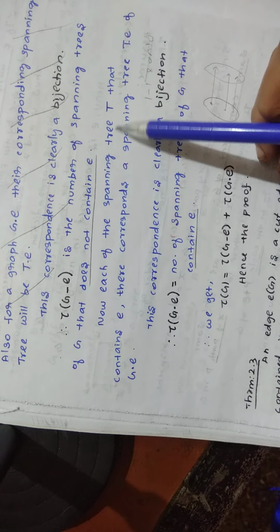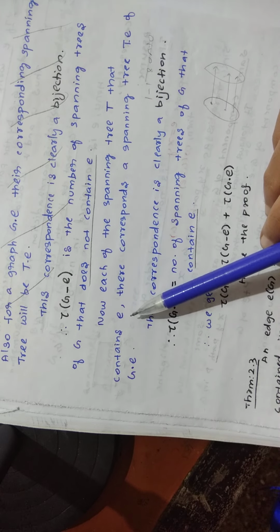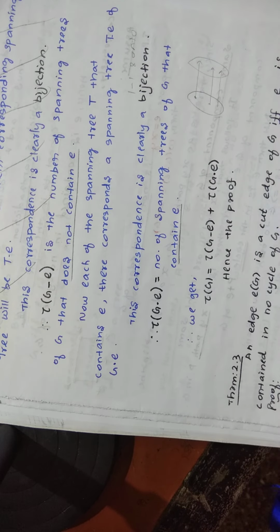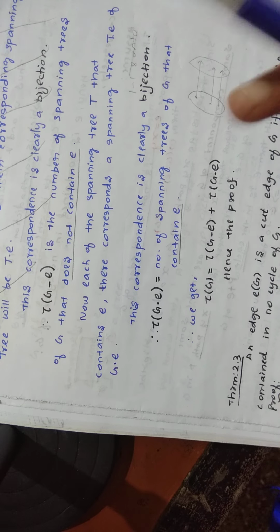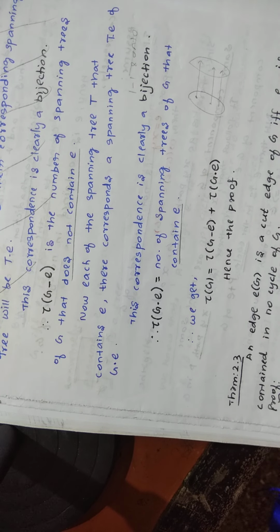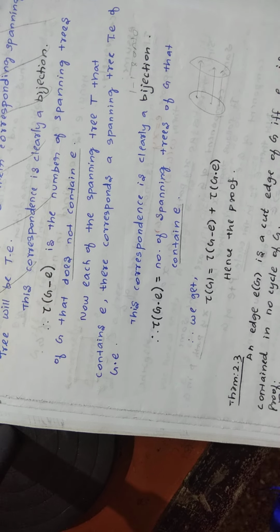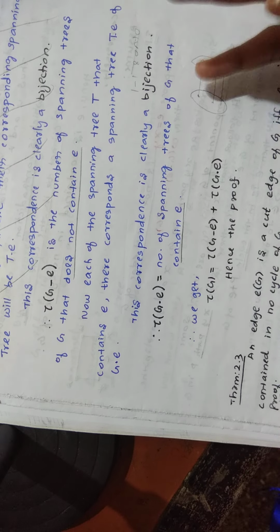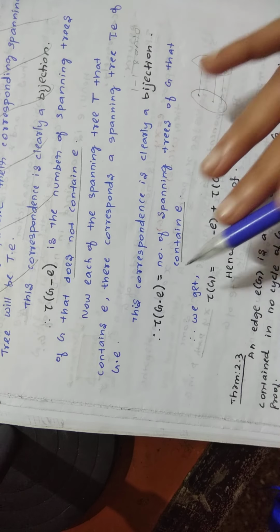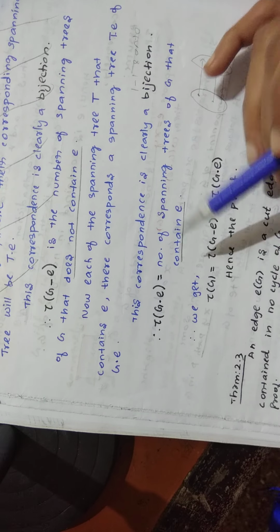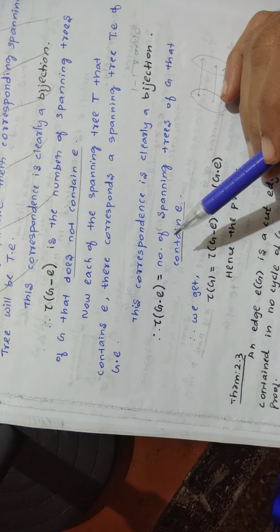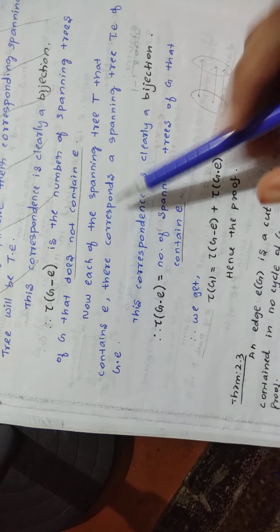Now, for each spanning tree T that contains E, there corresponds a spanning tree T dot E of G dot E. That means they are saying that if you consider a graph G dot E, a contracted graph, that is G dot E. Imagine in this G dot E there is a particular edge. When you draw a spanning tree for this G dot E, the graph G dot E has that particular edge, so the spanning tree of G dot E will also have that particular edge, right? So that is what they are saying.